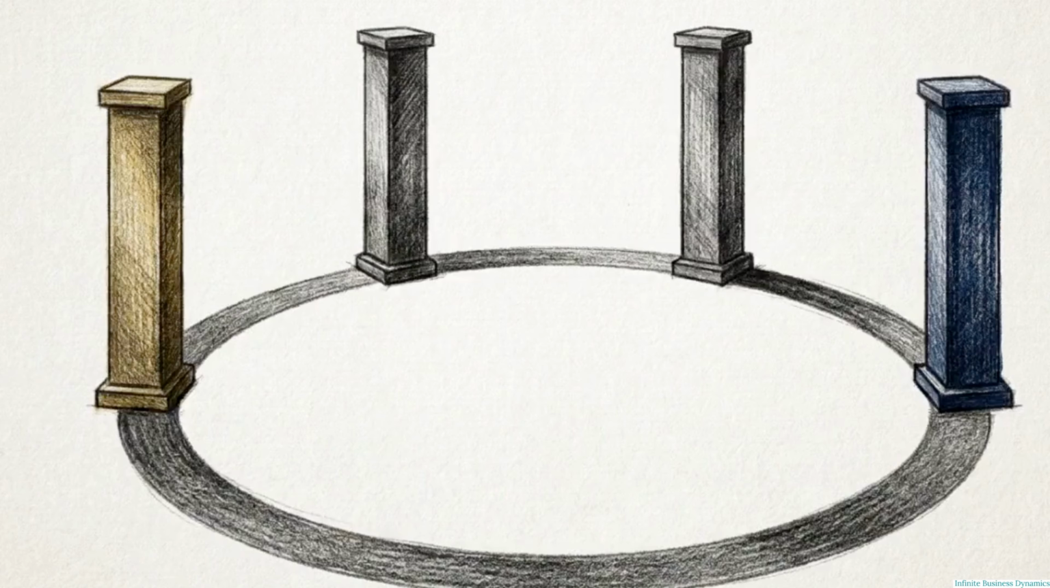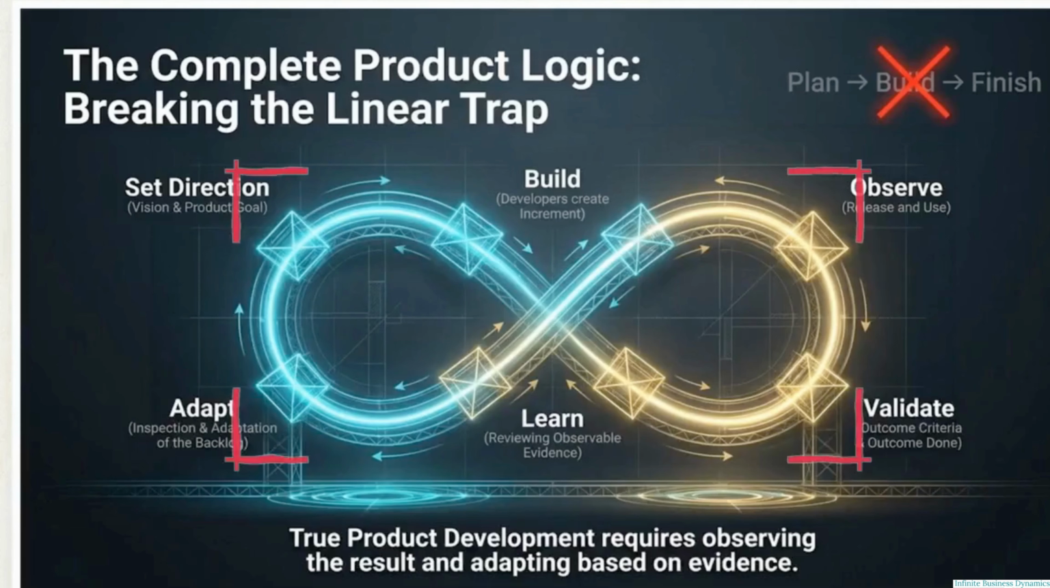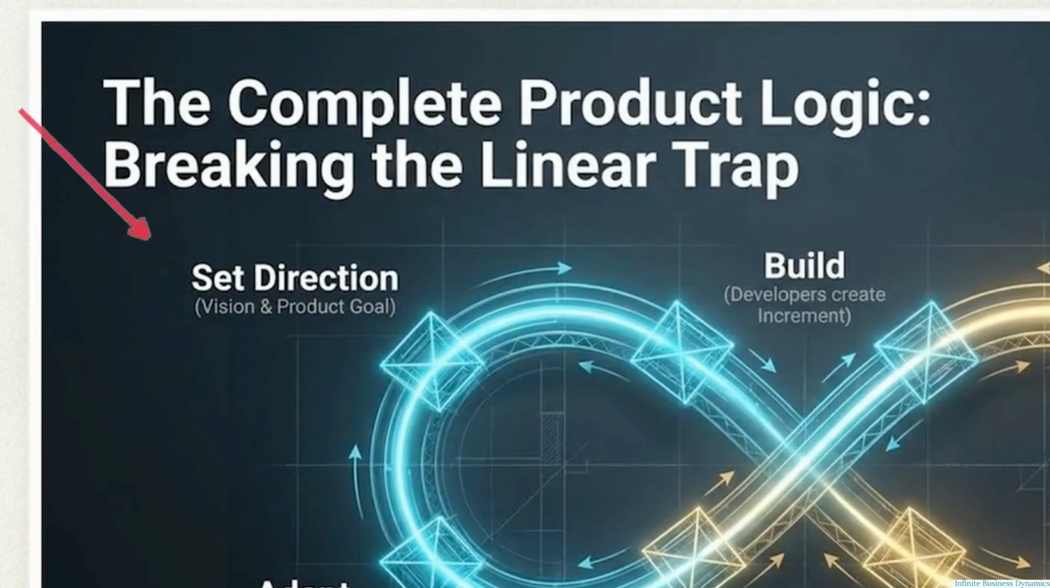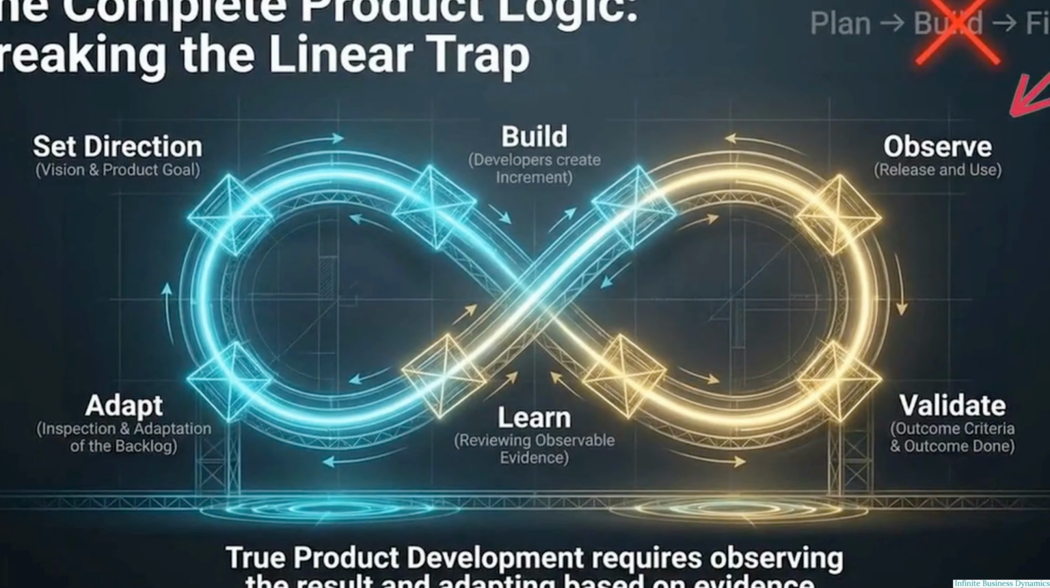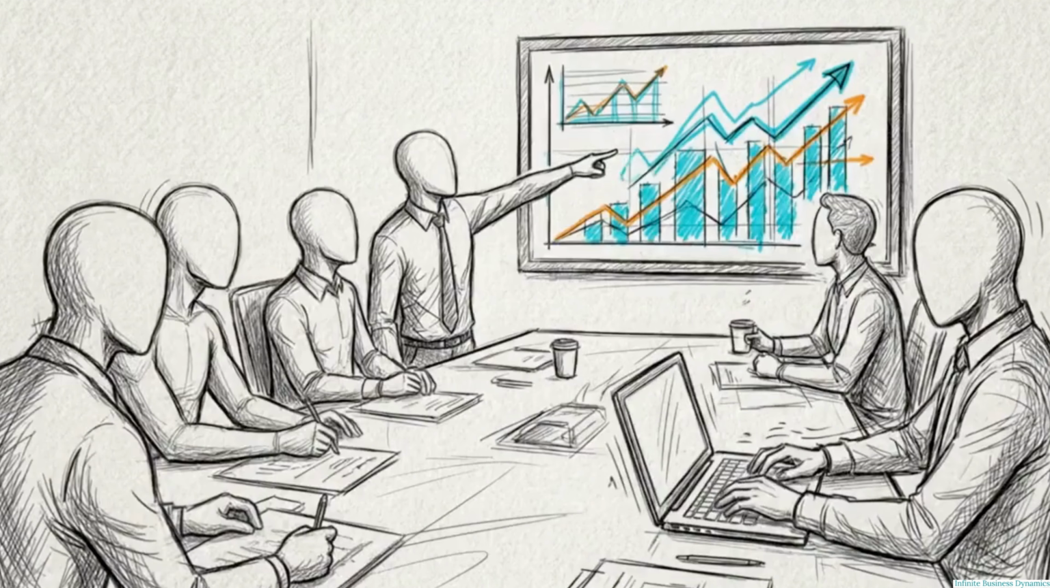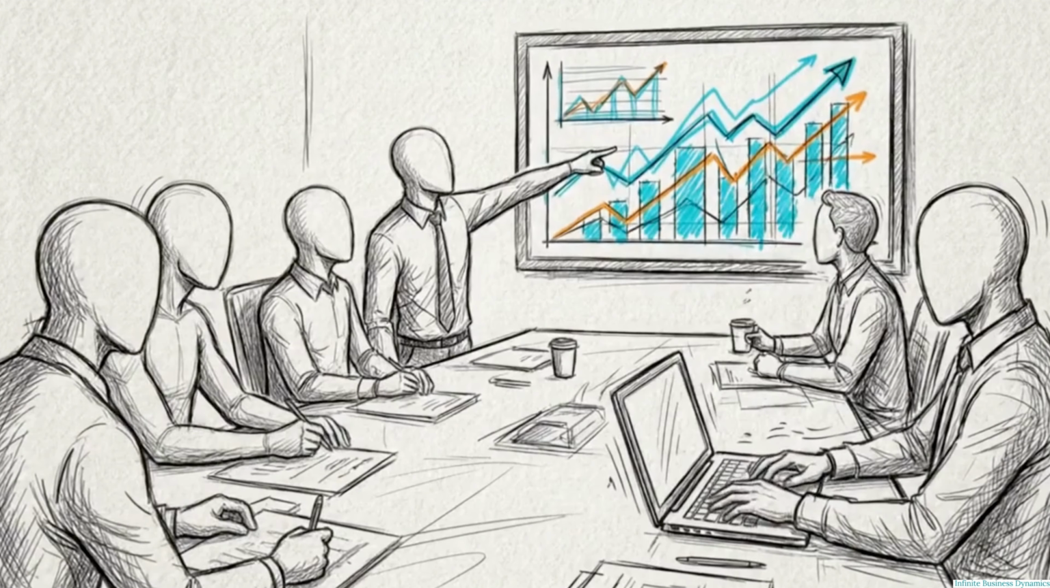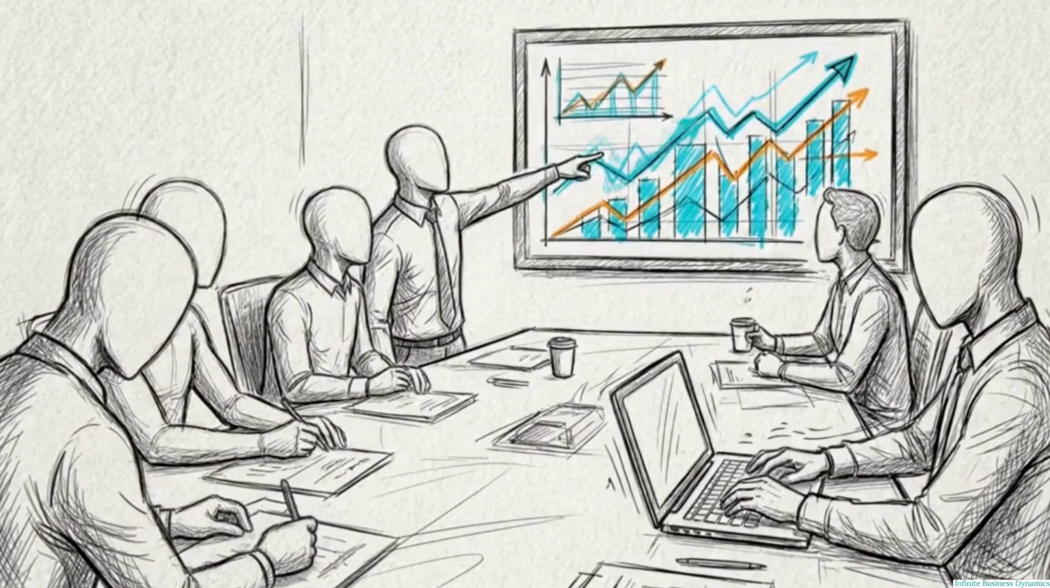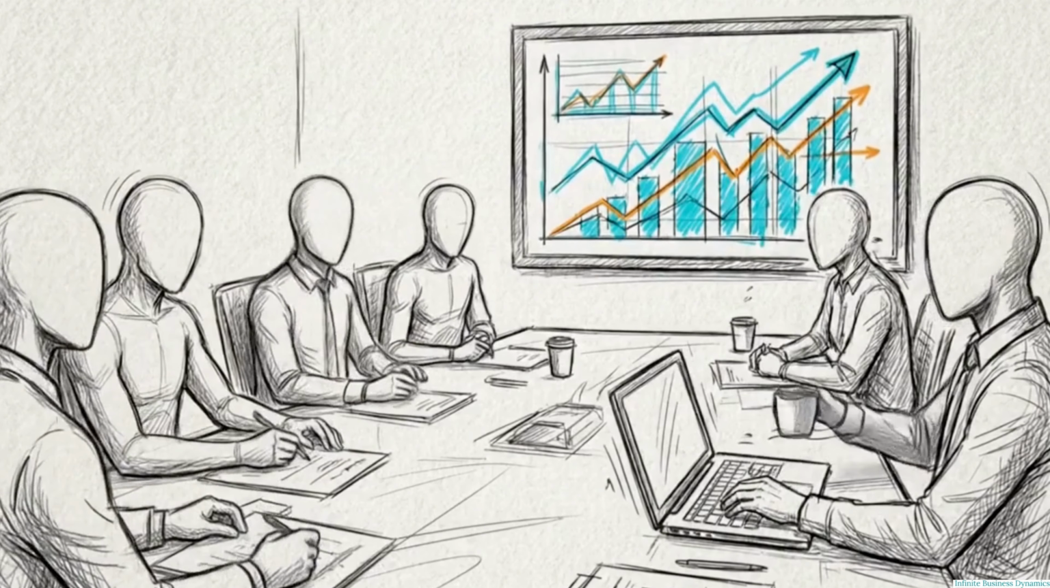Implementing these four pillars restructures the lifecycle of product development. This infinity loop illustrates the continuous logic of the Scrum Guide Expanded. We begin on the left, setting direction and building the increment to satisfy output done. The cycle continues on the right, observing the release, validating against outcome done, and adapting based on evidence. The SGE reframes the product lifecycle as a continuous loop, where every deployment becomes a catalyst for evidence-based adaptation.